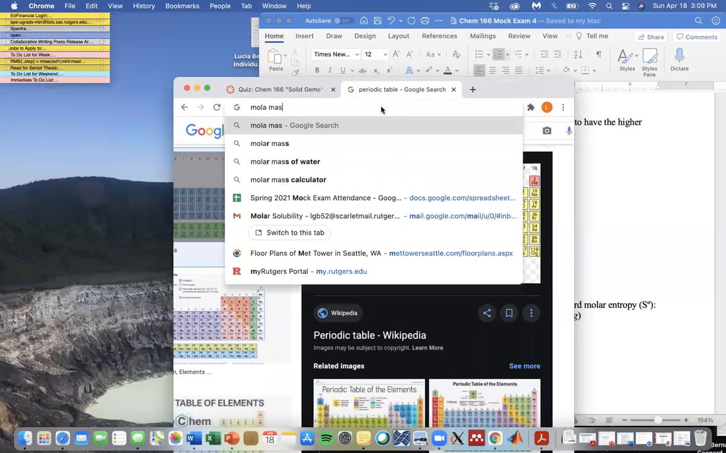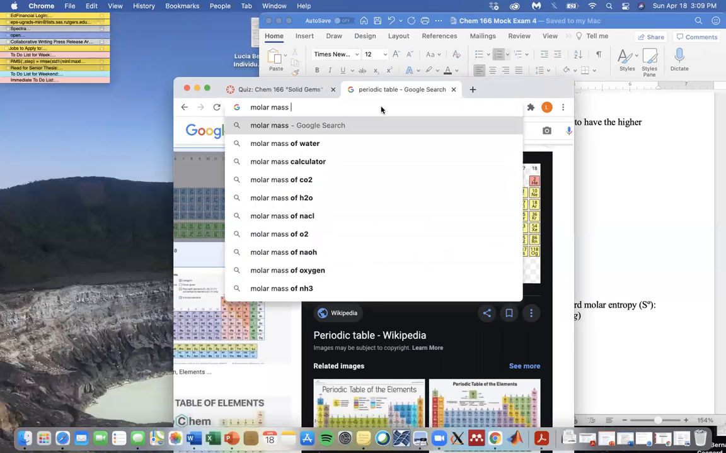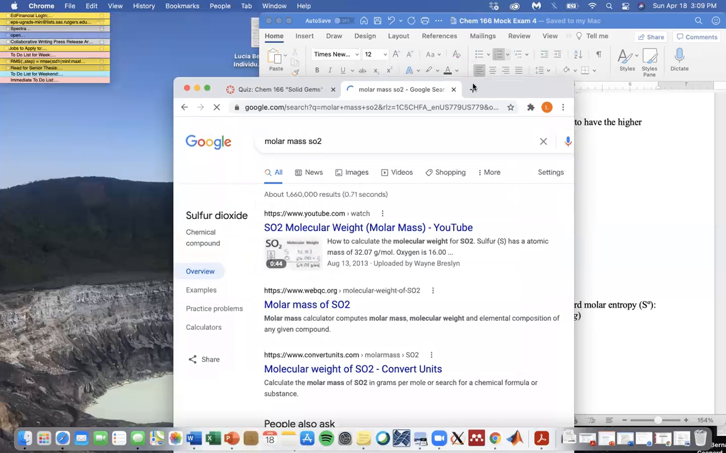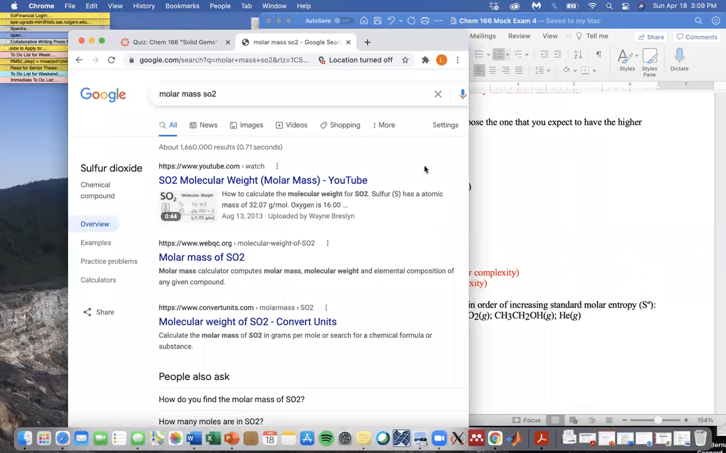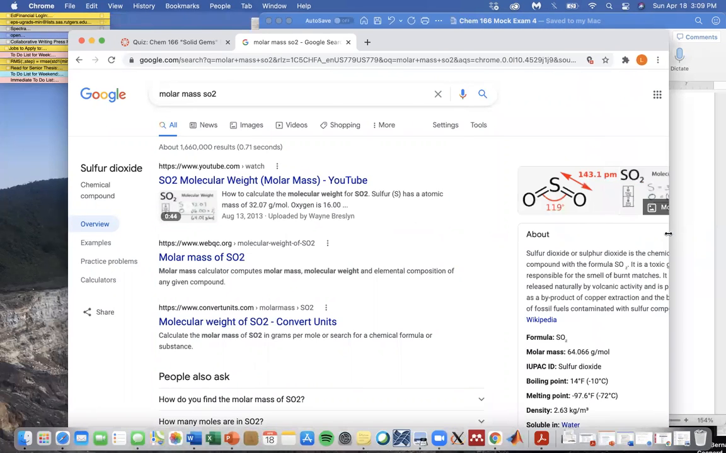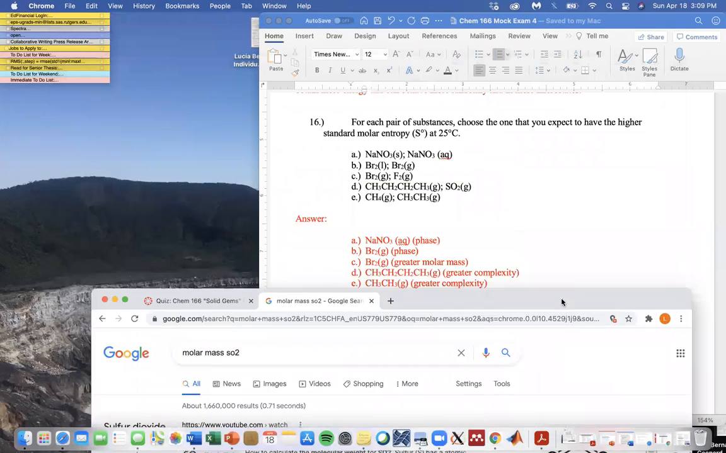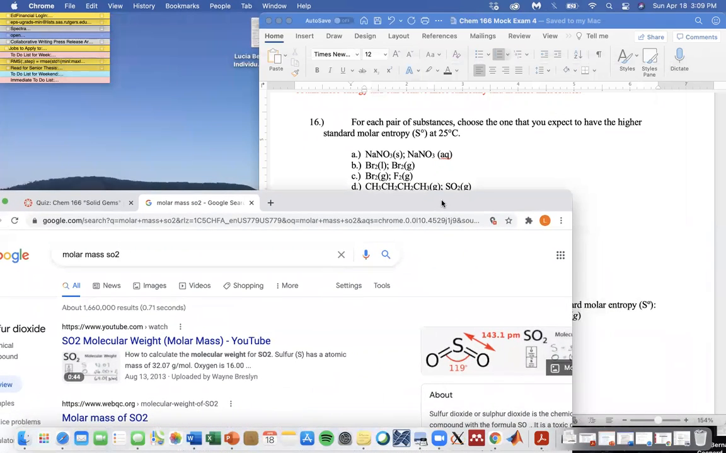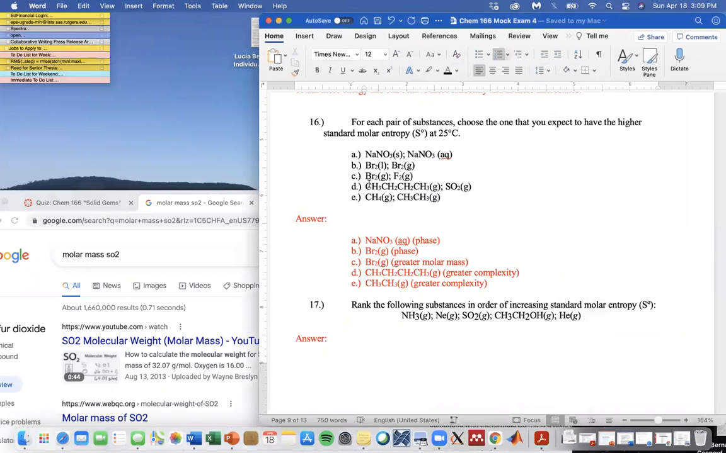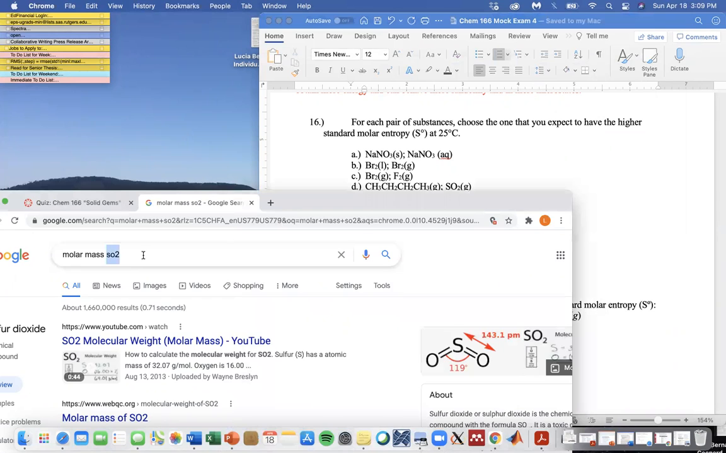So let me see about molar mass. SO2, that's what it was, right? So the molar mass of SO2 is just 64, and then this one is going to have a much higher molar mass than that. I'm actually not sure, so let's see if it's like CH2.